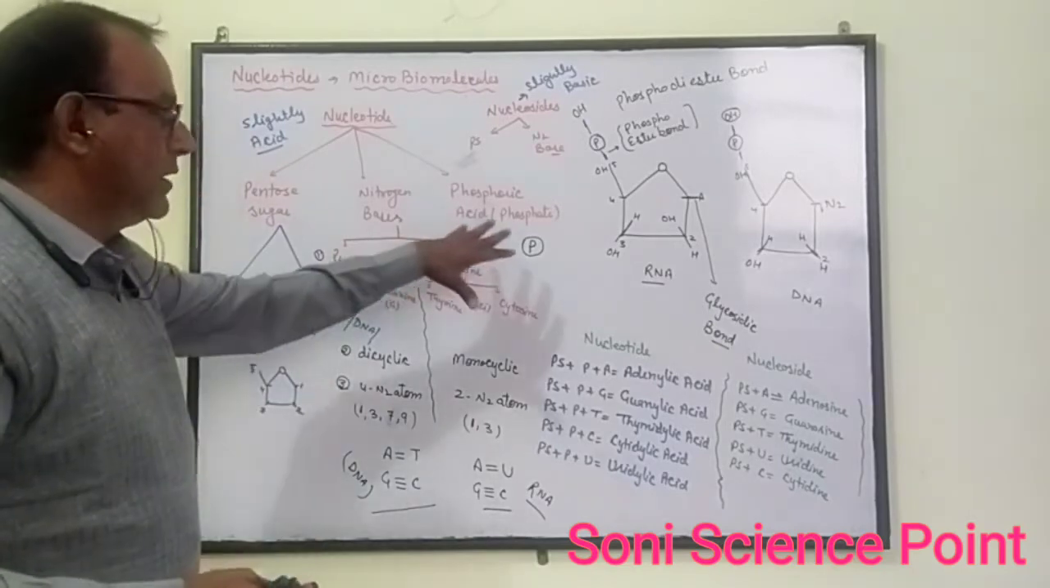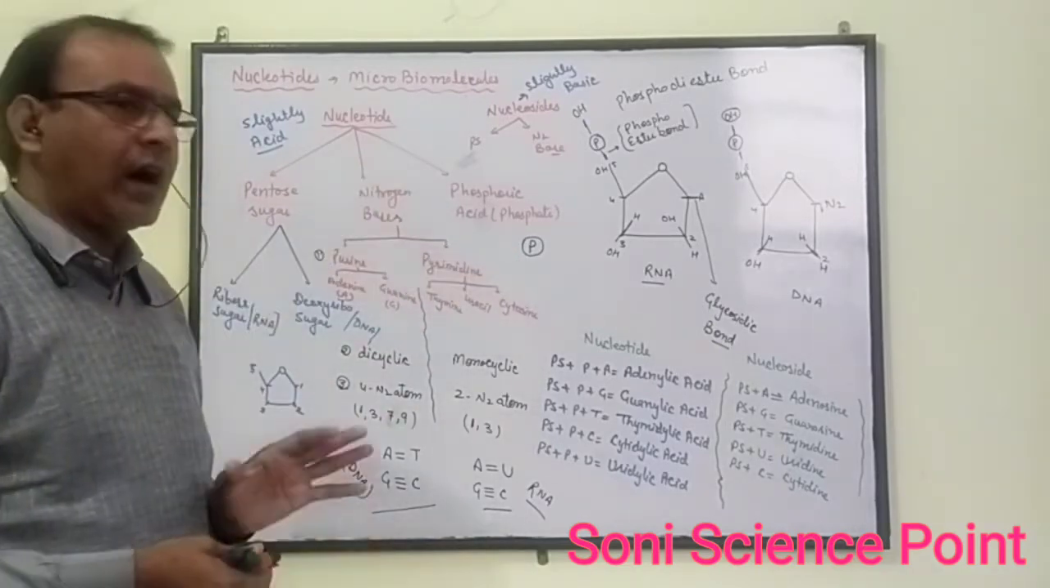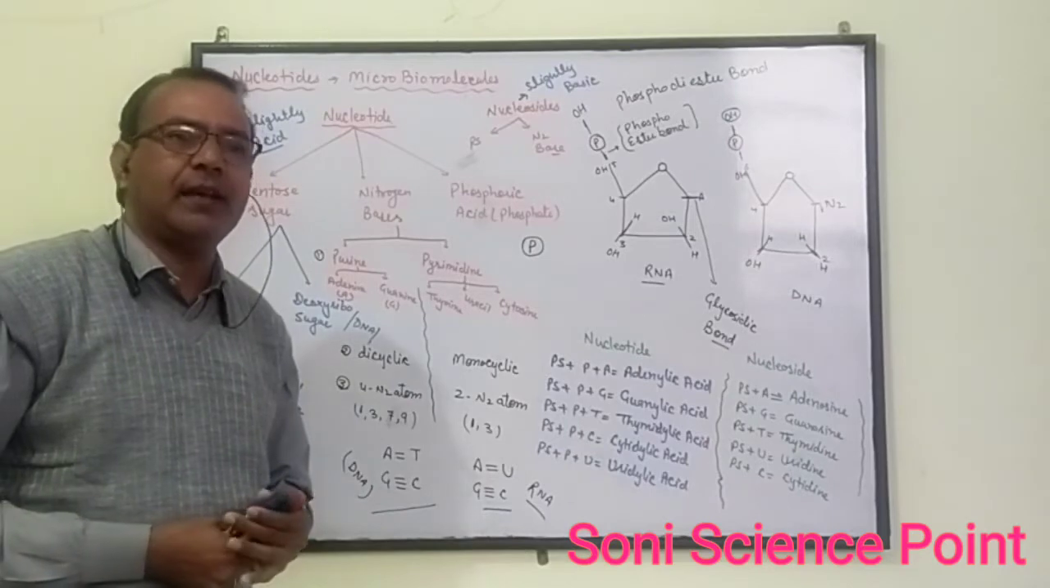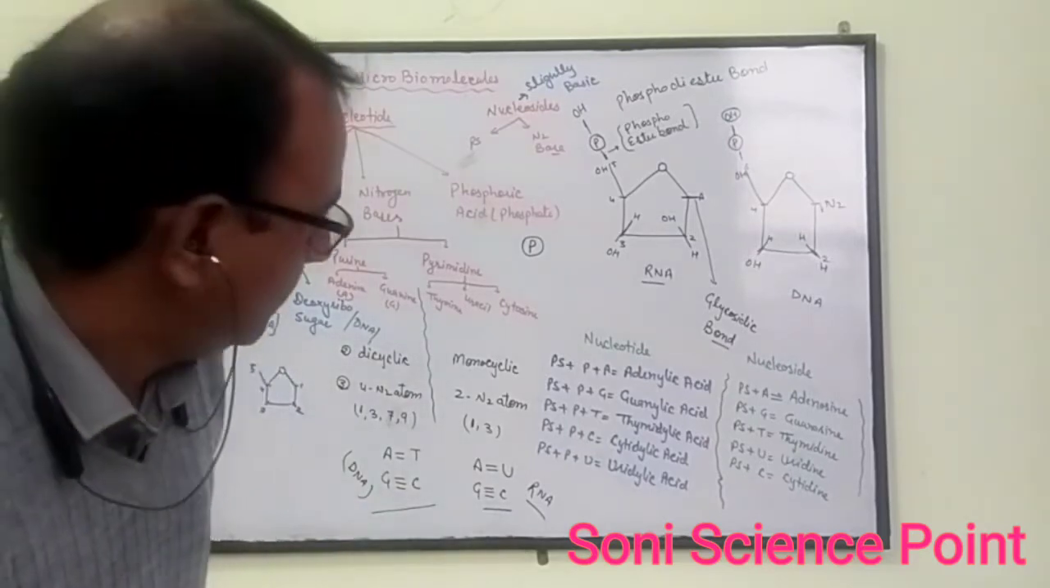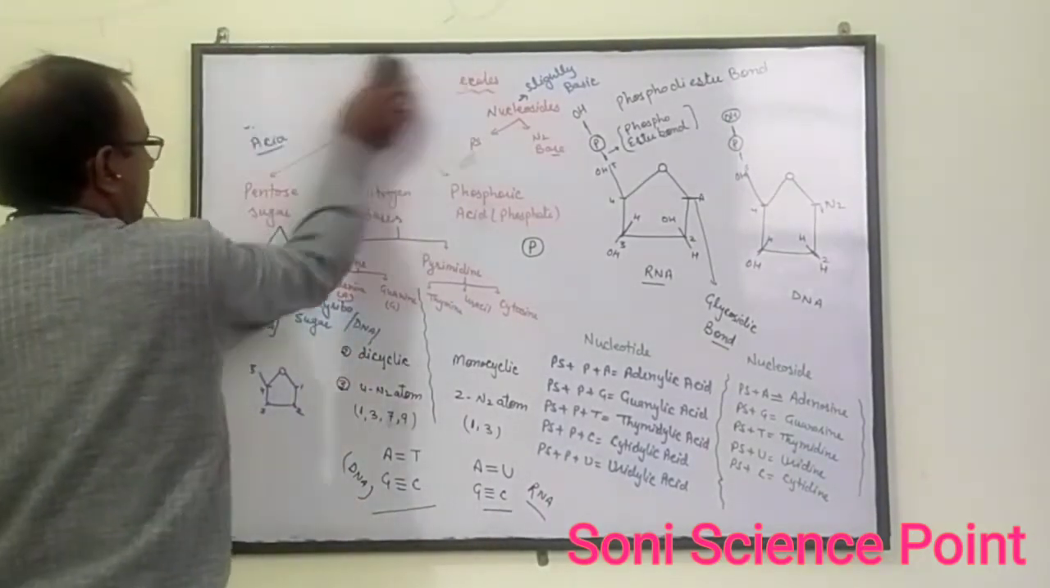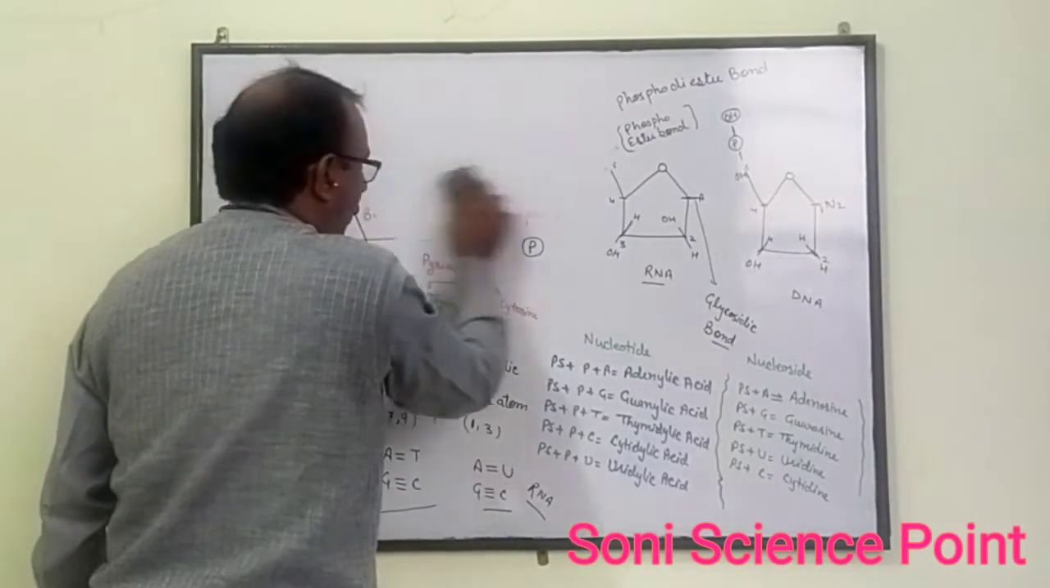Next we will discuss DNA and RNA, because RNA and DNA are both nucleic acids. Next one is DNA. What is DNA?